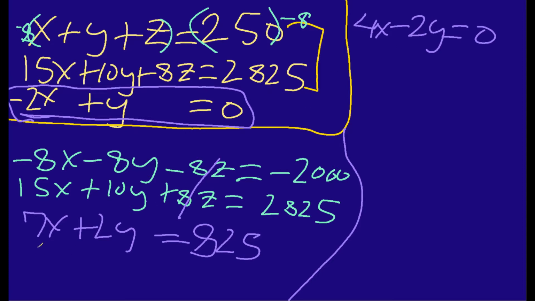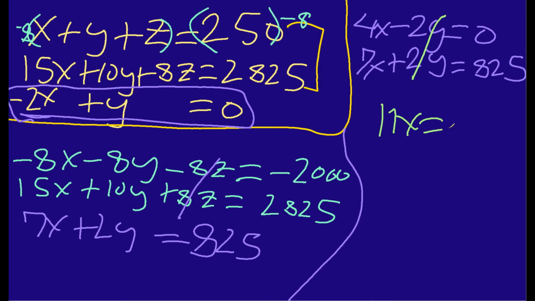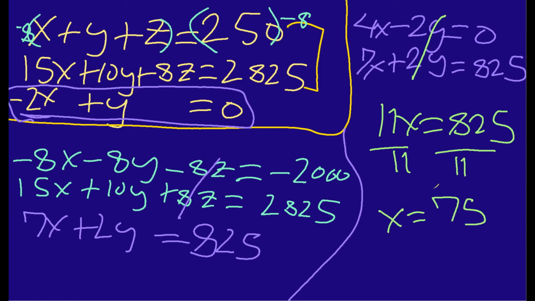Now, my second equation down here, 7x plus 2y equals 825. And again, I combine these like I've done several times before. And so I think you have an idea of what to expect here. These cancel out, and I'm left with 11x equals 825. This is the basic equation. Divide both sides by 11, and you get x equals 75. So I have now solved for x. It was a lot of work, but it is done.